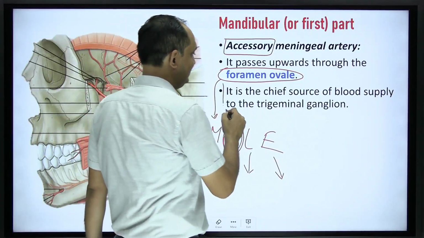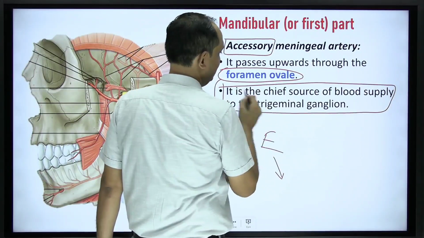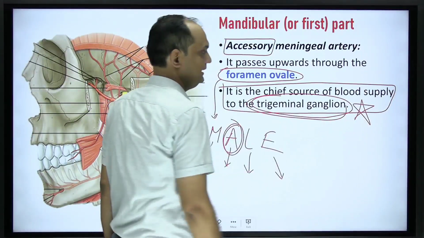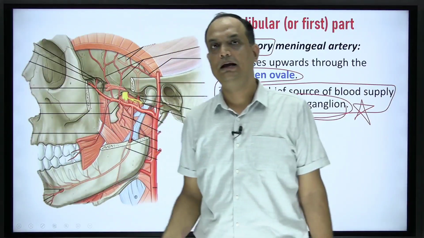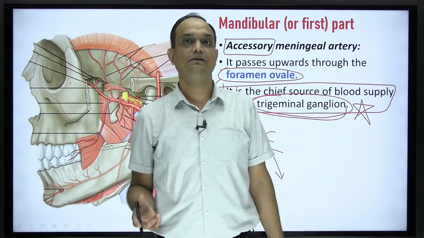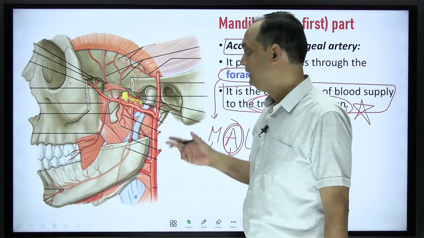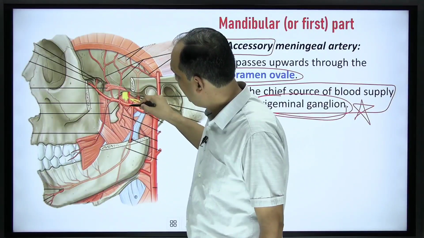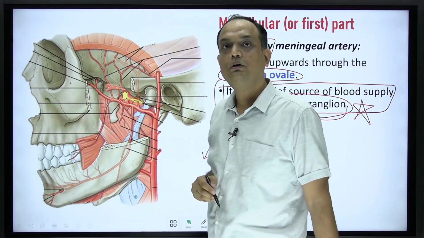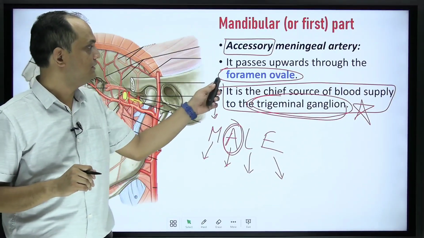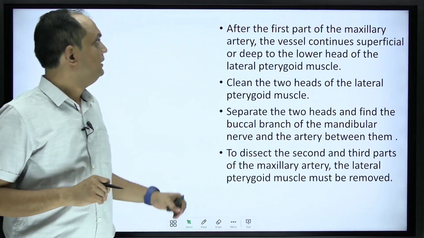Then inside the cranial cavity, it is the main blood supply to the trigeminal ganglion. So this is what you have to understand: it not only supplies the dura mater of the middle cranial fossa, but it is also the main supply of the trigeminal ganglion. Here you can see this is your artery and this is your mandibular nerve. So it is ascending and entering the cranial cavity through this foramen ovale.